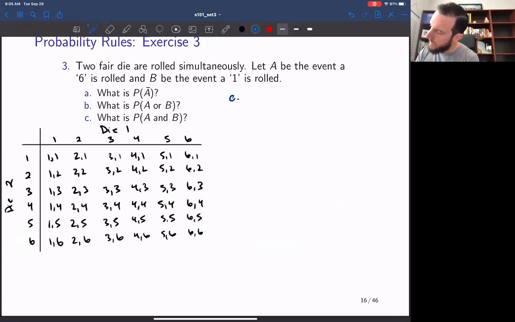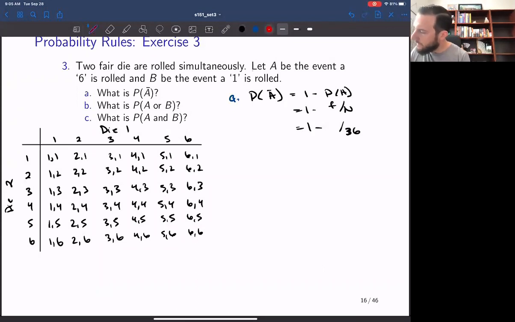So in part A, we have what is the probability of A bar? A is the event that a 6 is rolled. So the probability of A bar is equal to 1 minus the probability of A. So this is going to be 1 minus little f over capital N, which is 1 minus something over 36.